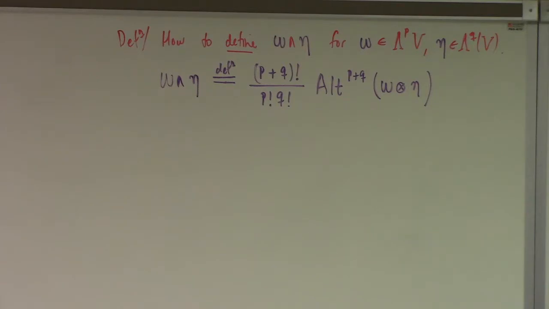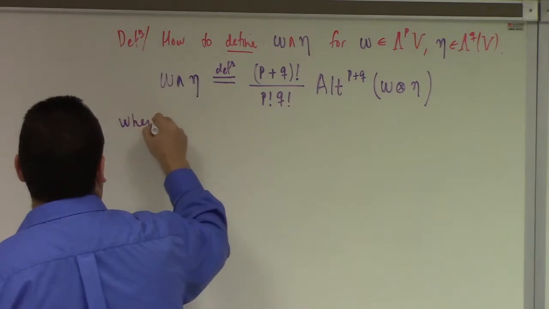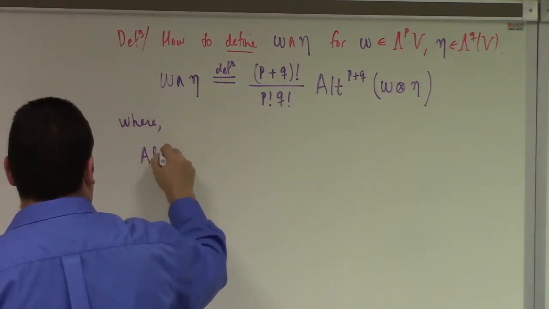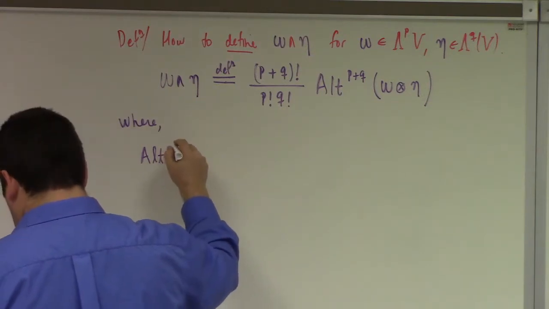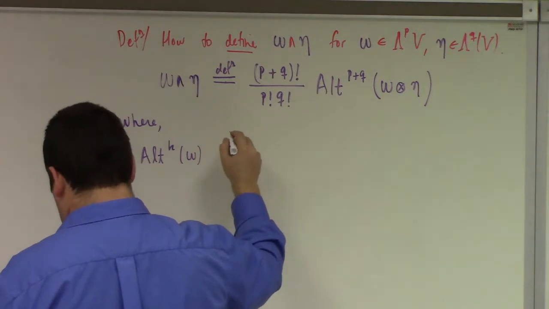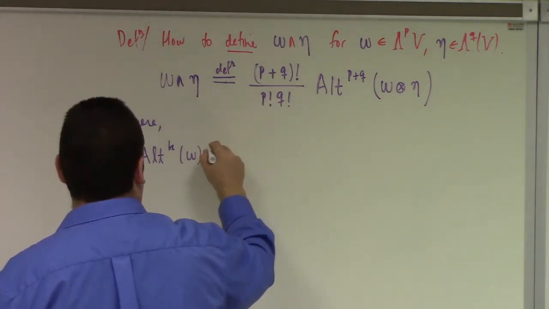This is his definition. Now, what's the alternization of the tensor product is really the question, right? We've actually already been using that, but it's slightly different than what I wrote. So here, alt k of omega, he defines it by how it acts on v1 through vk.